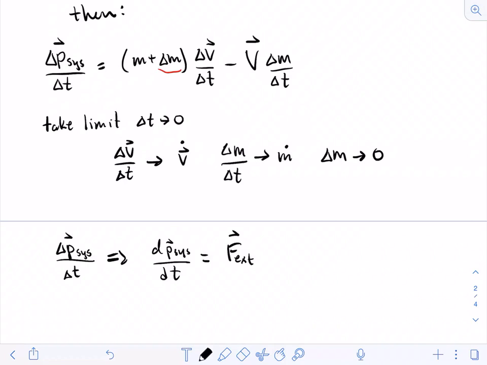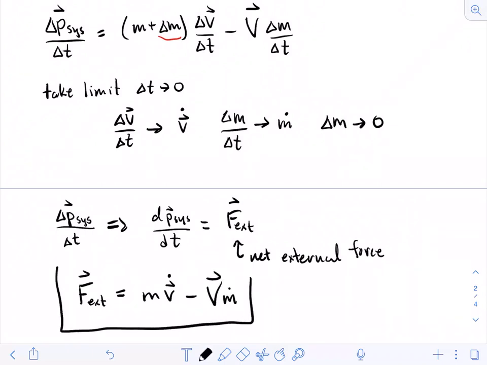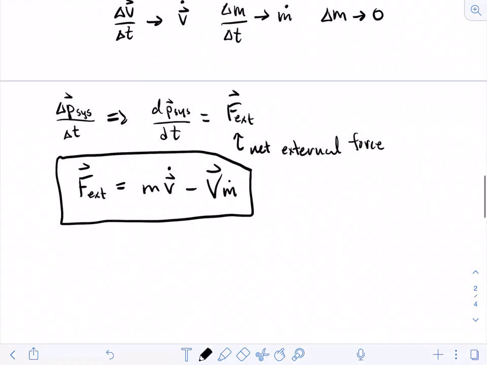Remember, we did this argument in the last video that the internal forces don't matter because they end up canceling out. So this is the net external force. Then what we've got for our expression is that on the left-hand side we have the external force equal to m v dot minus big V m dot. This is an expression that we will probably come back to a few times when we consider different cases, different scenarios.